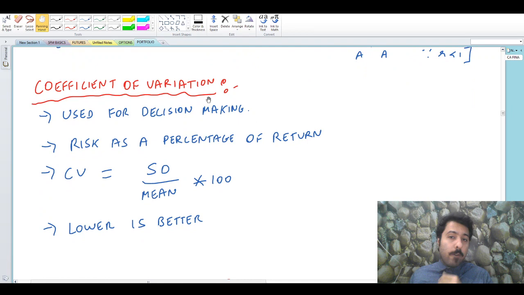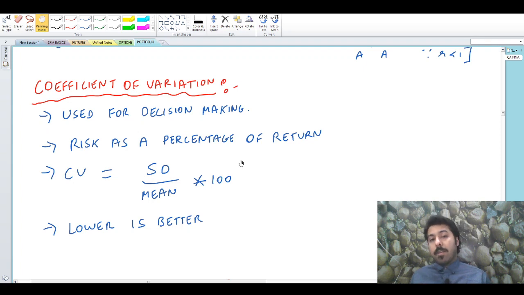And the next thing is coefficient of variation. We calculated covariance above, and now we have coefficient of variation. This is used for decision making, to evaluate and compare portfolios, and this refers to risk as a percentage of return. Like I earn 50% return, but for that I need to take 20% risk, so 20 upon 50, 0.40 is our coefficient of variation.